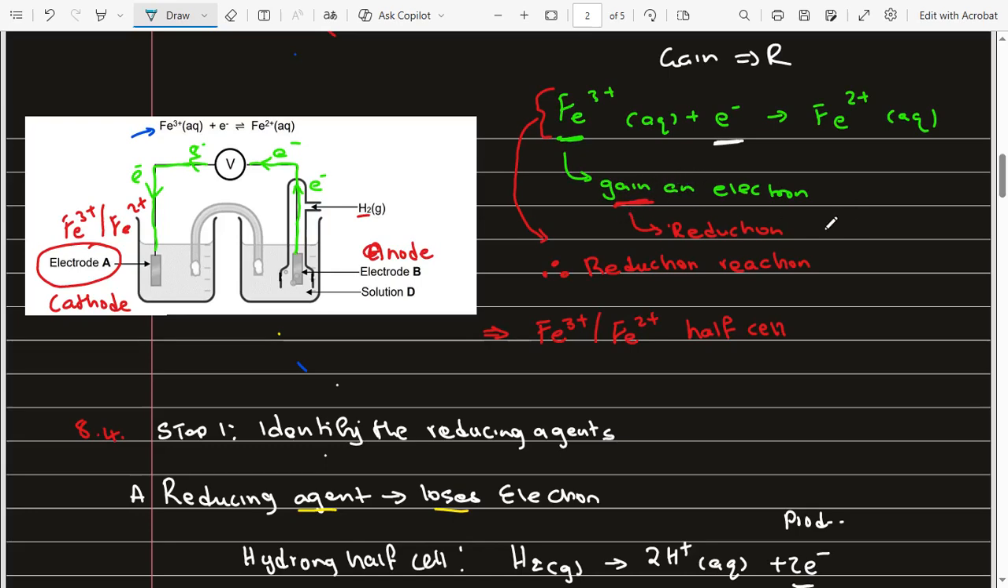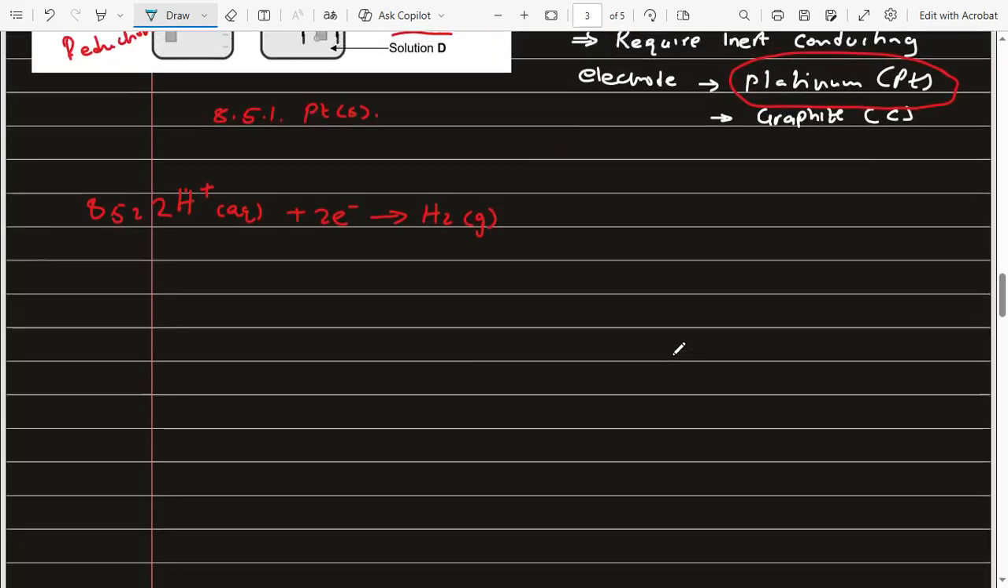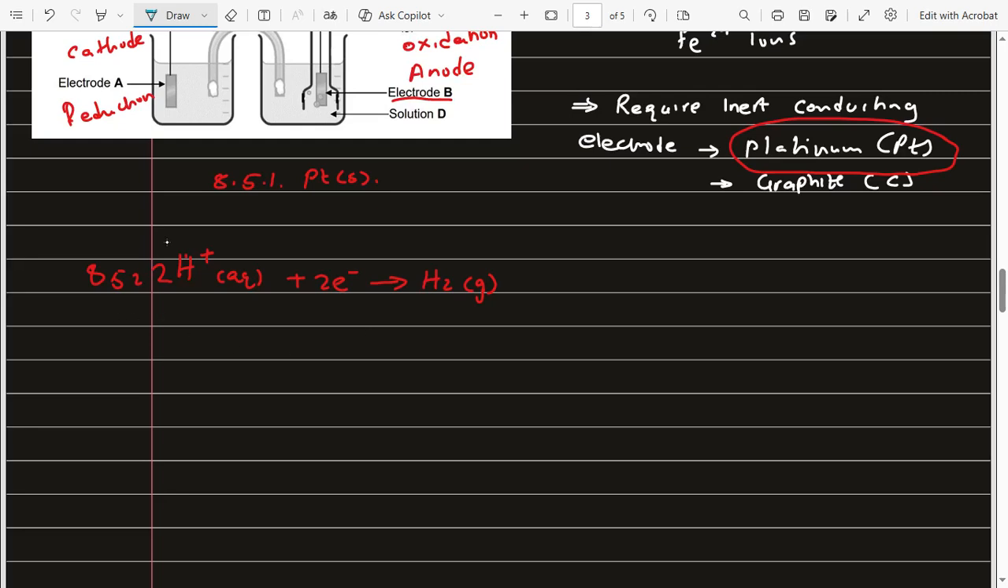Reduction is gain, which makes oxidation the loss of electrons. Then you need to reverse the reaction. You see this reaction here, you need to reverse it. Okay, so you need to write it in reverse. So when we write it in reverse, to answer 8.5.2, the answer will be H2 gas. You reverse that reaction, then the 2H plus comes to this other side.